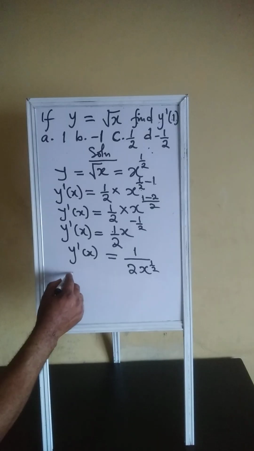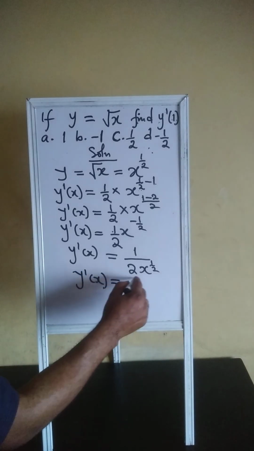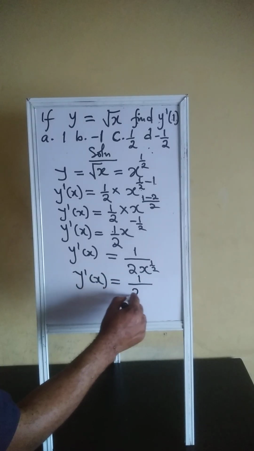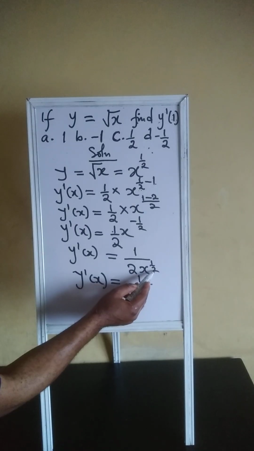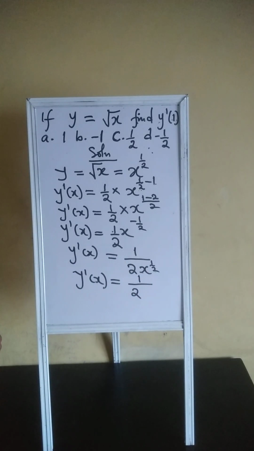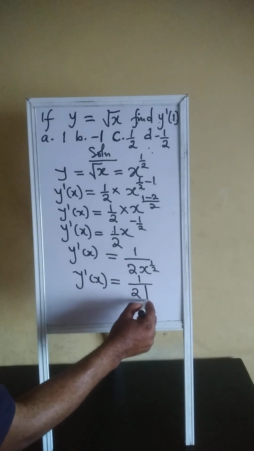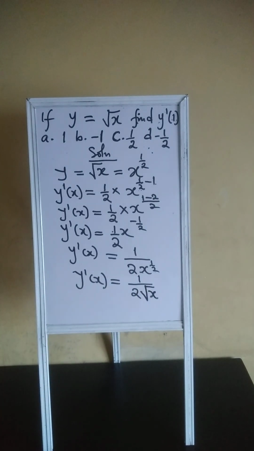Now I want you to know that this is y prime of x is now equal to 1 over 2. Now how do we identify this back? This 2 is at the denominator, so it implies square root of x to the power of 1. How do I write square root? This is square root of x to the power of 1, which is the same thing like this.